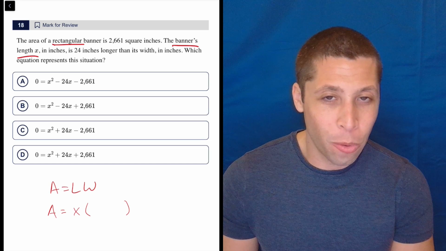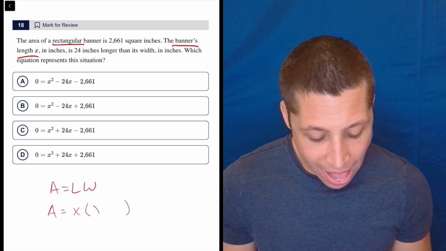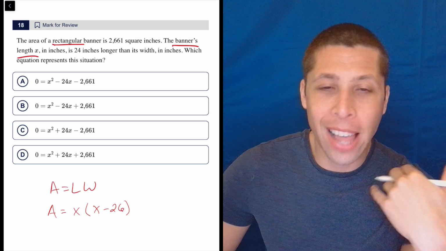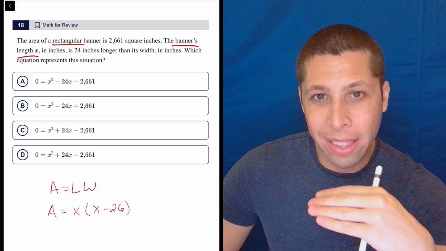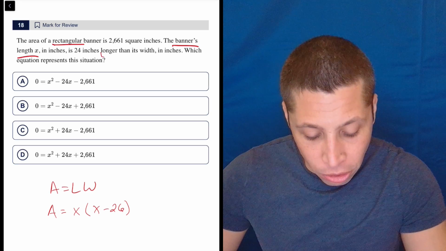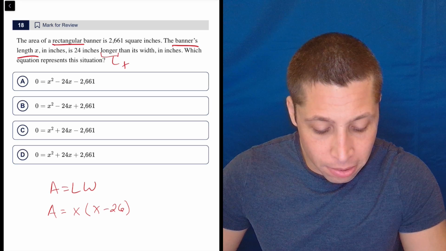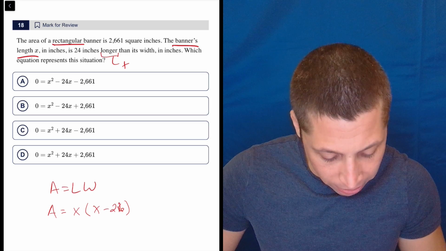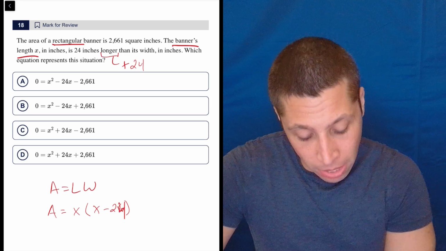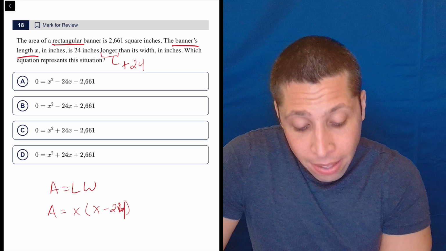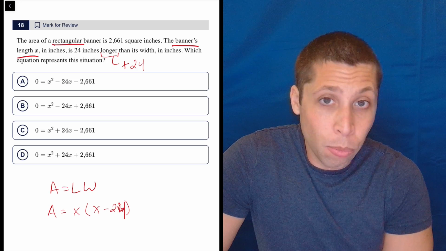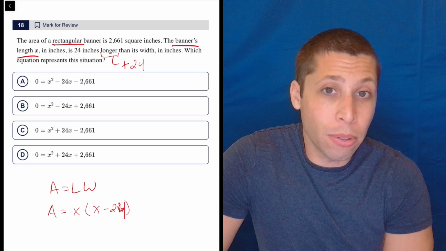So the width is x minus 24, because if the length is longer, then the width is shorter, and you've got to subtract it out. Now, what many of you are going to do is read the word longer and say plus, and you're going to make a mistake. That will result in a wrong answer. That one little thing is everything, and you've got to know that they're doing that.